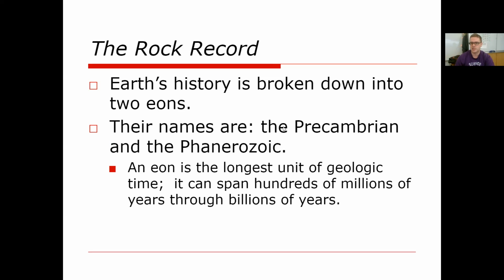These two eons put together equal our 4.6 billion years worth of Earth's history. The Precambrian is 4.1 billion years long, and the Phanerozoic, more recent, the last 500 million years. If we look at the definition here of an eon, it's the longest unit of geologic time that can span hundreds of millions of years through billions of years. So the Precambrian, that's that billion category there, 4.1 billion. Phanerozoic, that is our much smaller 500 million years. Do these words have meaning to you yet?